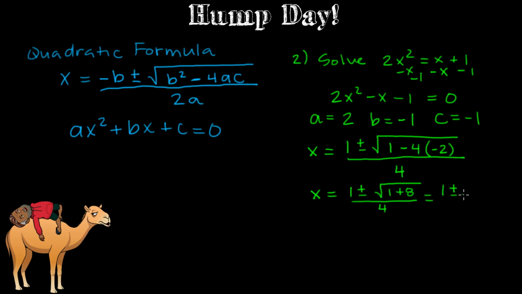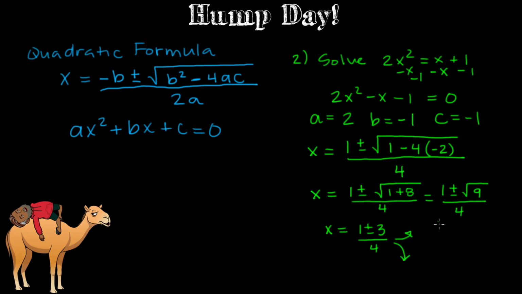1 plus or minus the square root of 1 plus 8 is 9. So I got 1 plus or minus the square root of 9 over 4. Now the square root of 9 is 3, so I'm going to say x equals 1 plus or minus 3 over 4. Now remember, we have two possible answers here.